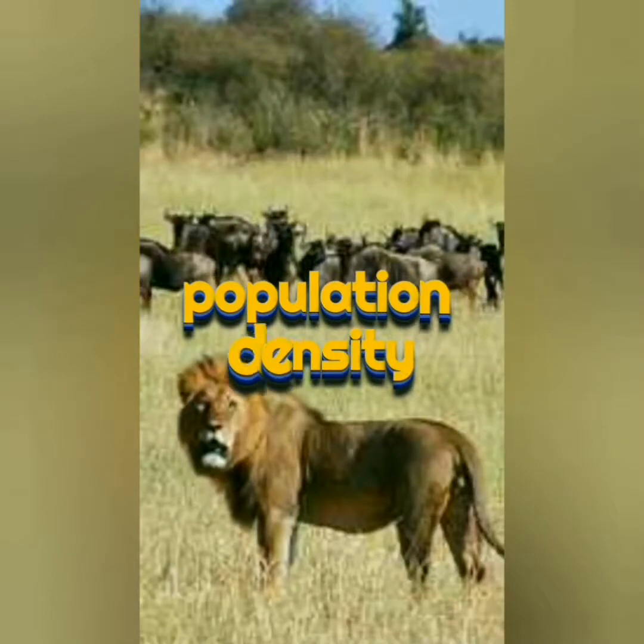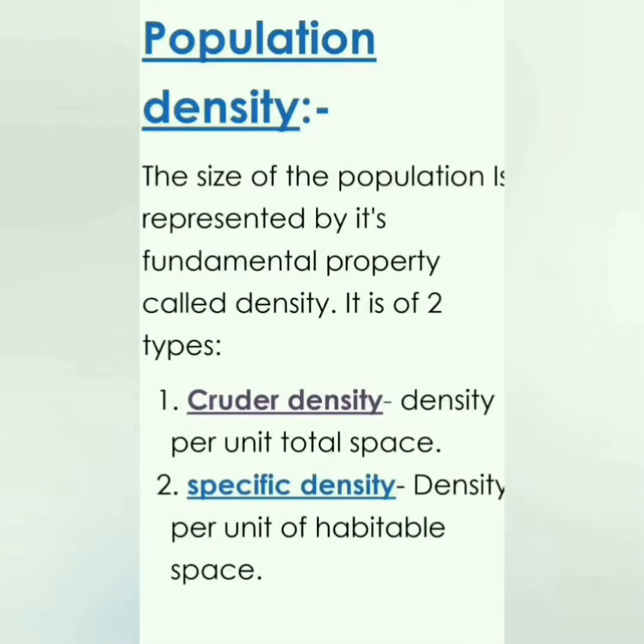Population density. The size of a population is represented by its fundamental property called density. It is of two types, crude density and specific density. Crude density is the density per unit of total space, and specific density is the density per unit of habitable space.